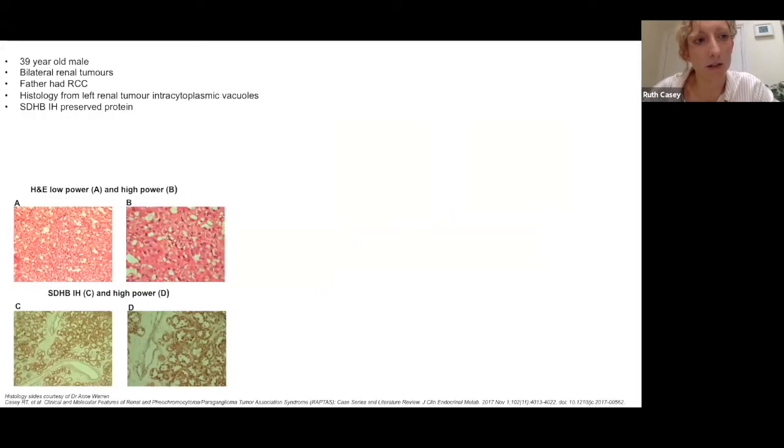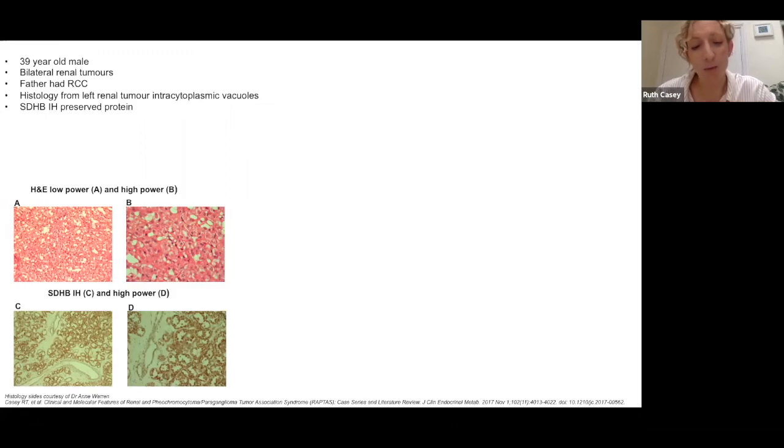Final case. This is a 39-year-old male. He presented with bilateral renal tumors. He also had a family history of his dad having had renal cell carcinoma. So again, during my PhD, I did a piece of work where we saw that STHB gene mutations can predispose to renal cell carcinoma, and that can be the only phenotype, i.e. the patients don't always have to have pheochromocytomas or paragangliomas. So given that this gentleman had bilateral renal tumors and was very young and had a family history, we quite suspected that he probably had an STHB gene mutation.